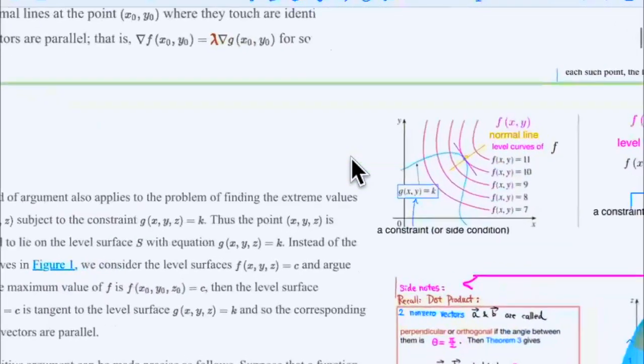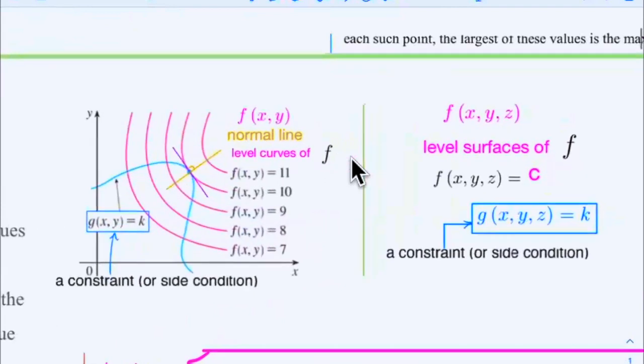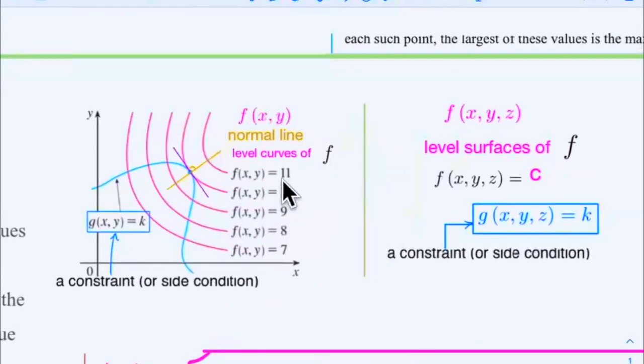So what we do over here is, if it's a function of 3 variables, instead of level curves, we're going to have level surfaces, okay? So imagine those level curves over here are level surfaces, okay? And you graph them, and then you have this constraint over here. Constraint is also called a side condition. So how to satisfy this side condition? Then what do we do? So imagine this is also a surface, the blue one over here. And those are level surfaces.